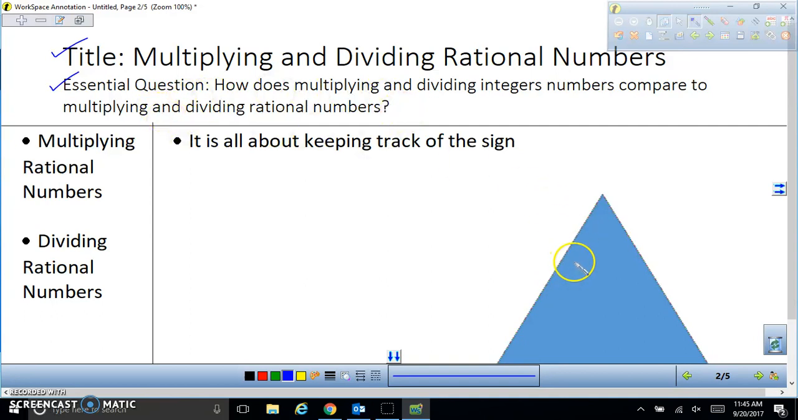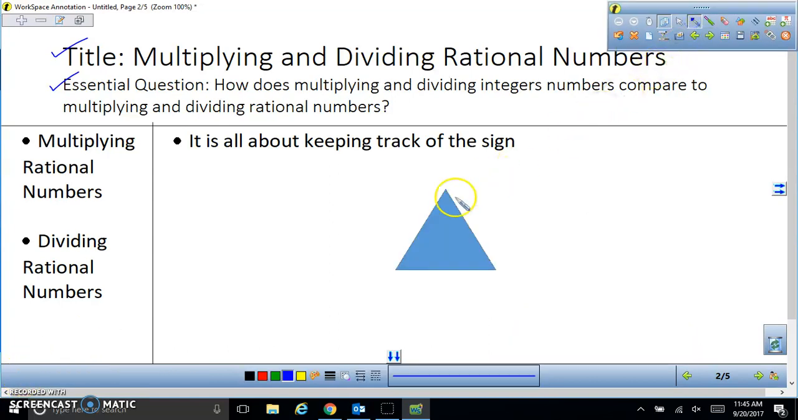And I'm sorry my triangle is so big. Let me pause my video and fix that. All right, that looks much better.